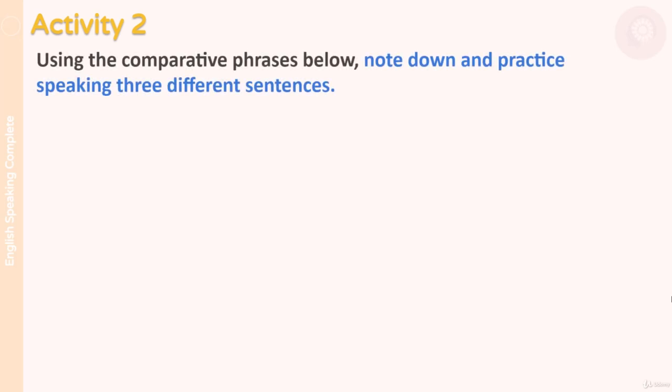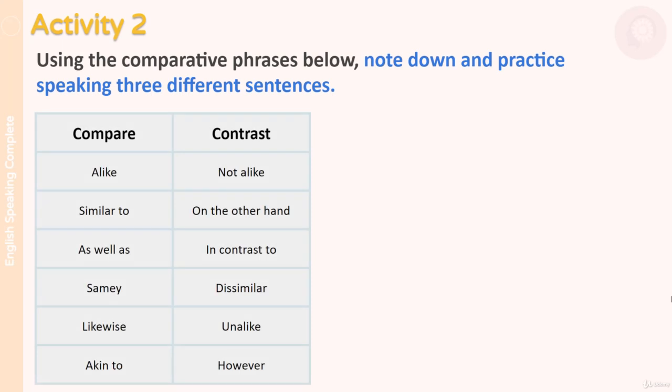Using the comparative phrases below, note down and practice speaking 3 different sentences. So we're going to use the same table, and what I'd like you to do just for 2 minutes is have a go at writing 3 more sentences using these phrases, and then have a go at speaking and rehearsing these out loud in your best spoken English. So 3 sentences using more of these comparative phrases. 2 minutes starts now.